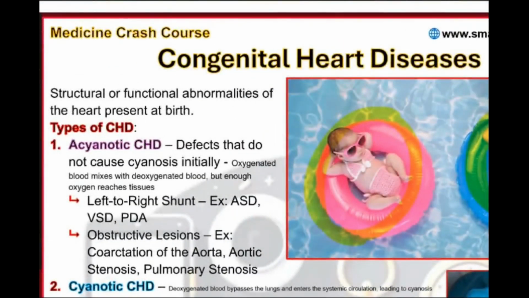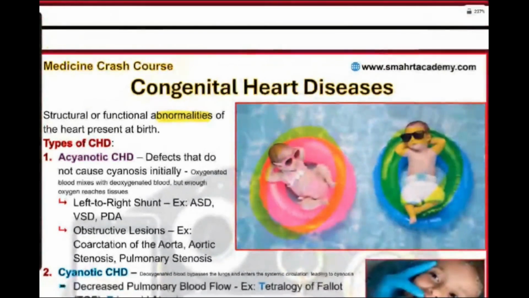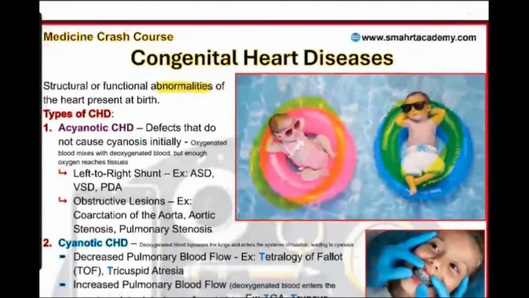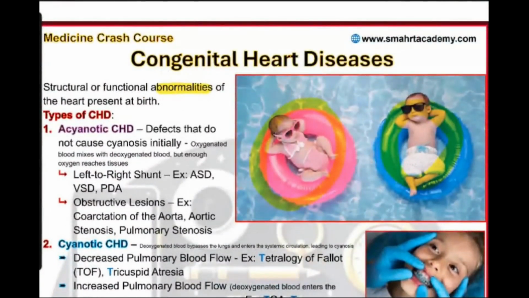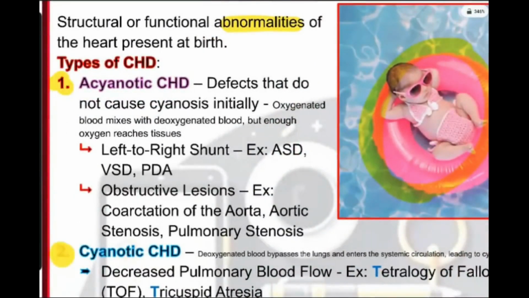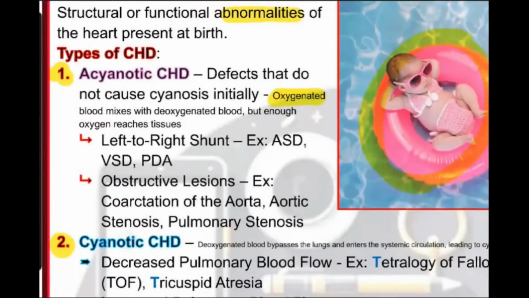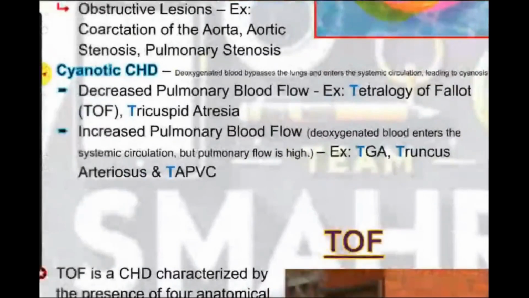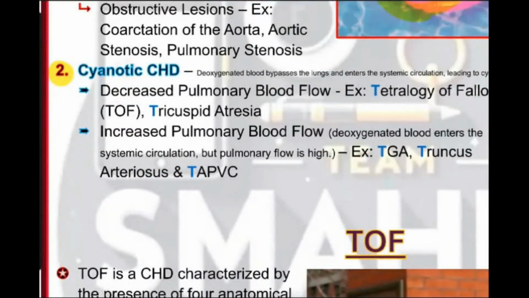So what are congenital heart diseases? They are abnormalities in the heart of the newborn present since birth. What are the types? Acyanotic and cyanotic. Acyanotic means they do not interfere with oxygenation. There will be a considerable amount of oxygen in the blood, which is why the baby is not blue. In cyanotic, that considerable amount of oxygen is not there. So that is cyanotic congenital heart disease.